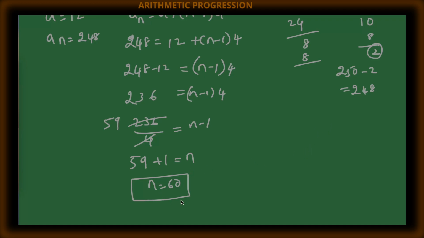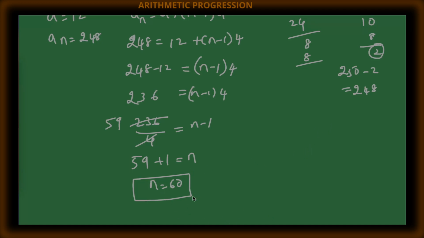Okay, so with this we come to know that there are 60 terms. There are 60 terms which can be formed between 12 and 248. This is the answer. Okay, let's move to the next question.